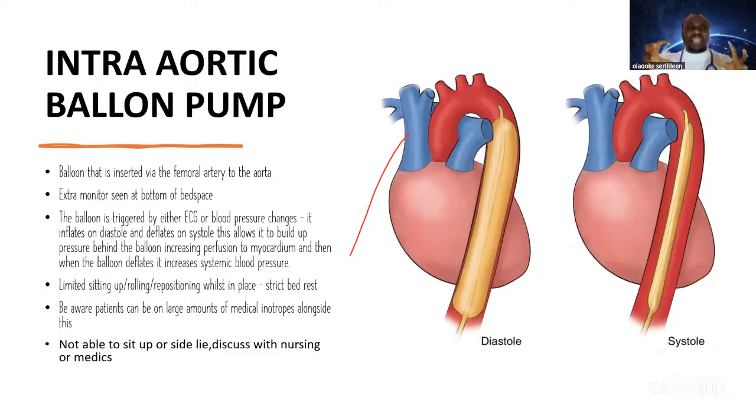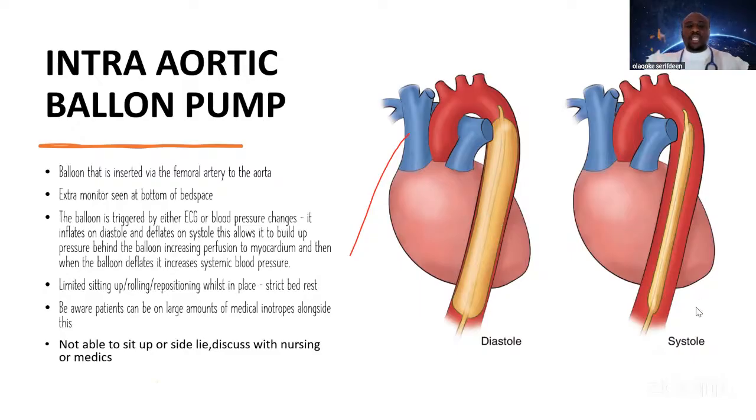Or maybe blood supply to the heart itself is really very poor. They can support patients with the balloon pump. If that makes sense, I'm just trying to keep this very simple. So what does this mean? It's just a pump. You can see the pump. This pump goes directly into the aorta.